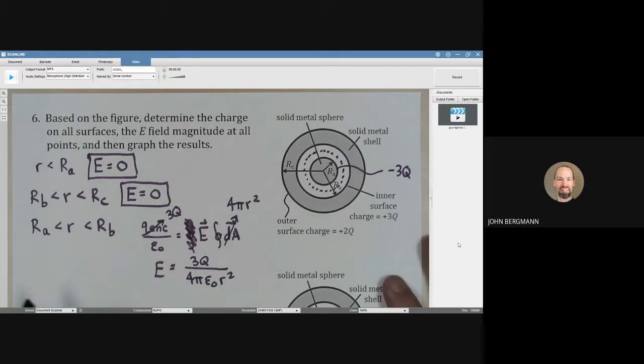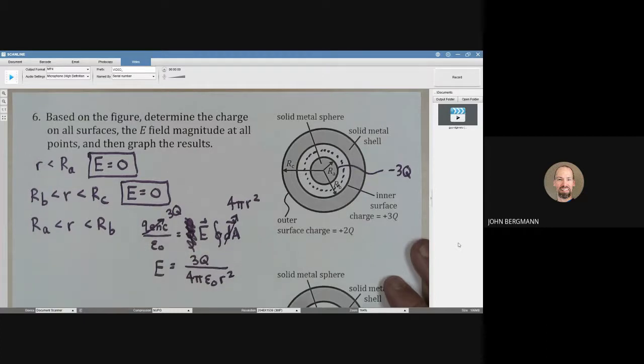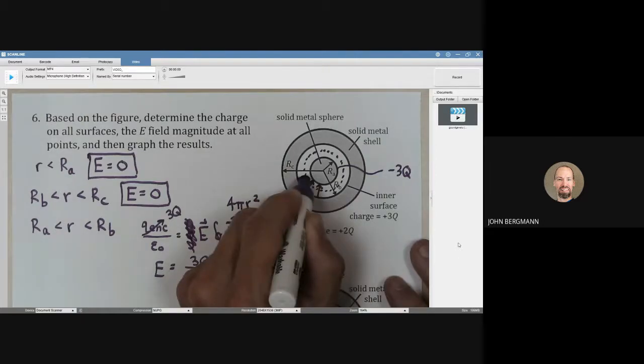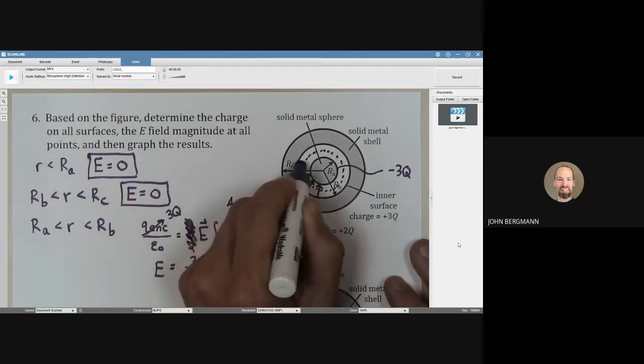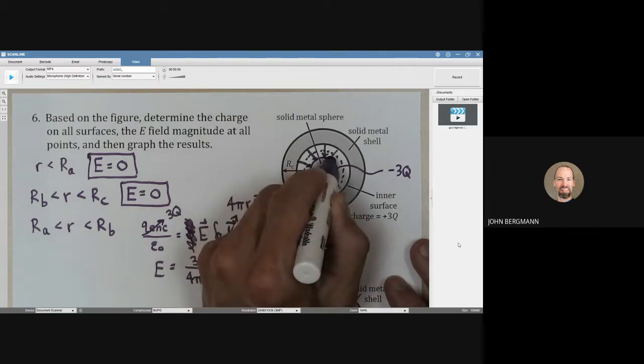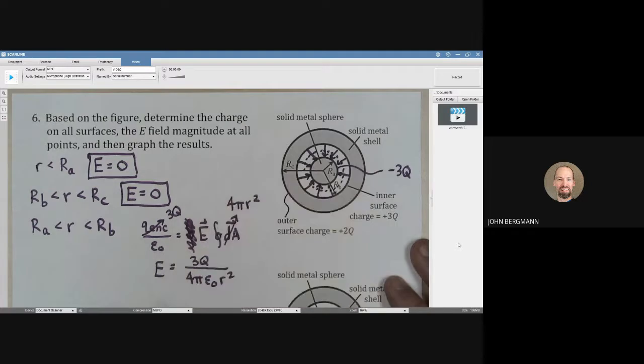Now, that was a negative Q. So that means that the electric field lines in here are pointing towards this cannonball, because electric field lines point away from positive charges and toward negative charges. So that might come into play whenever we draw our graph.